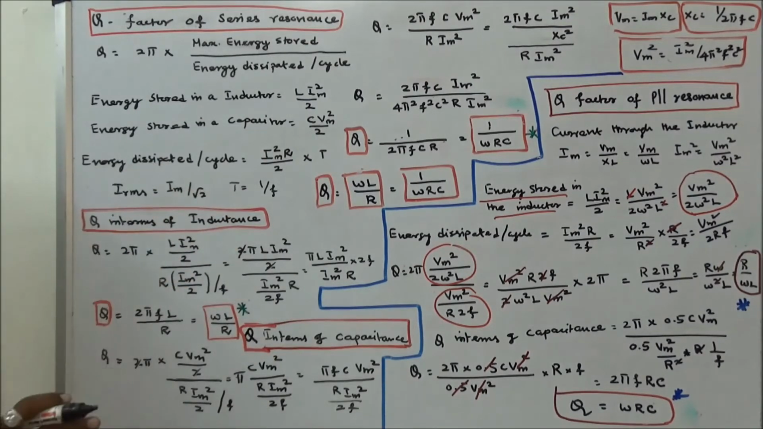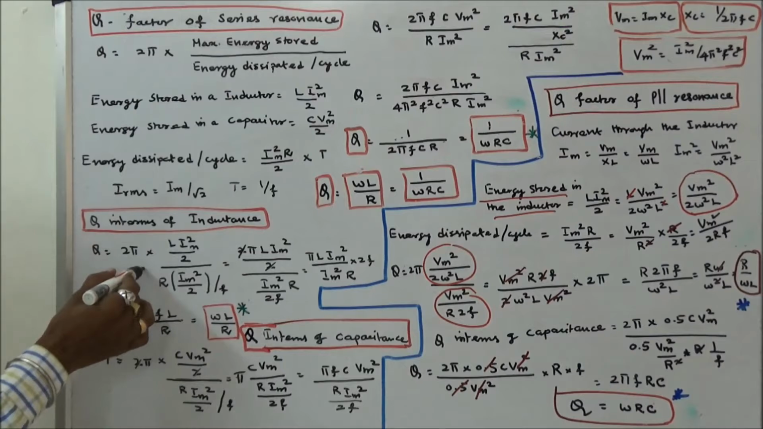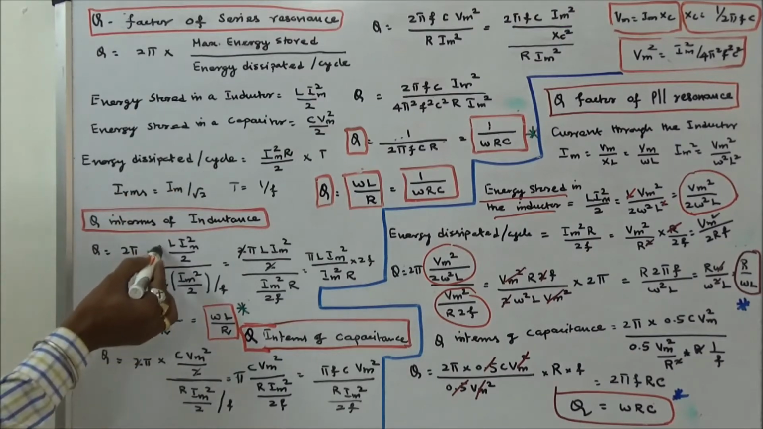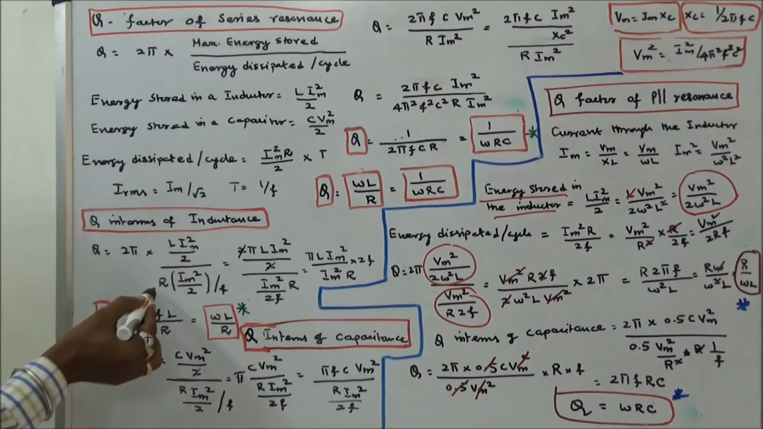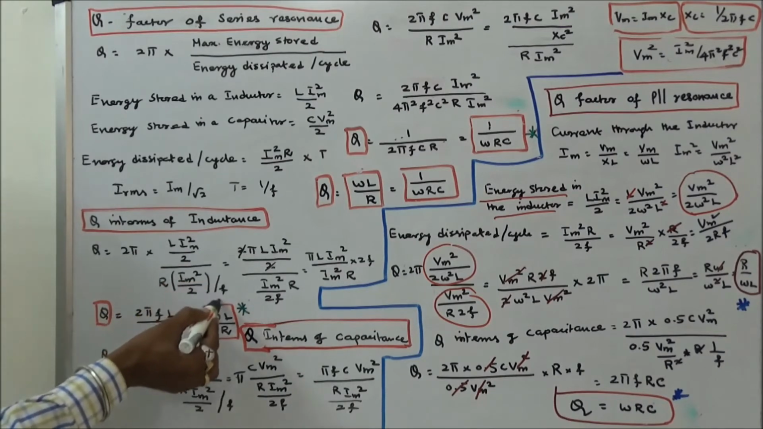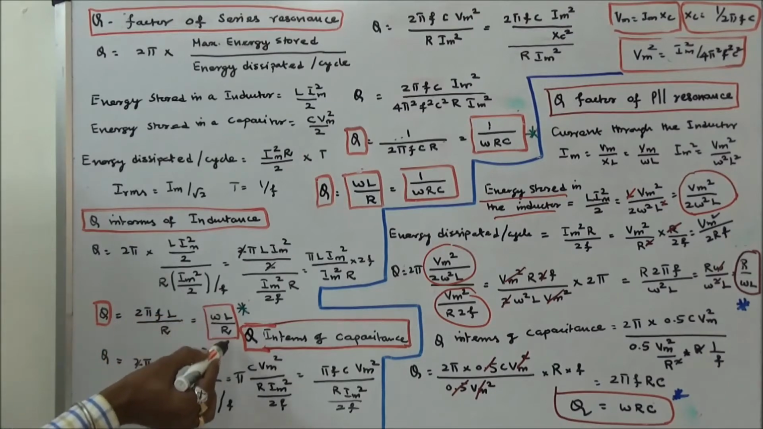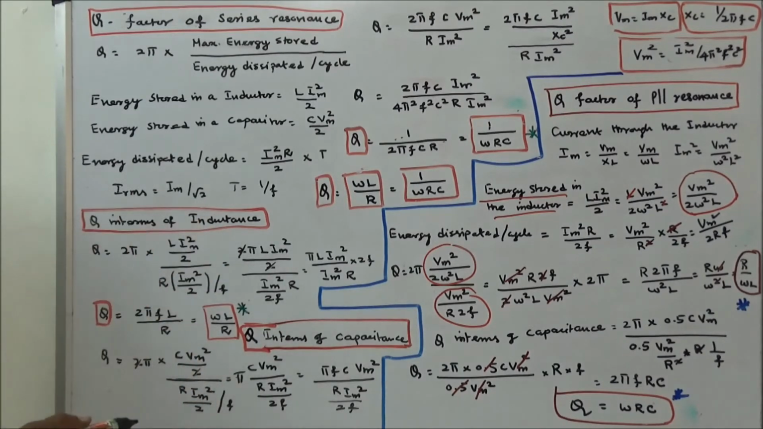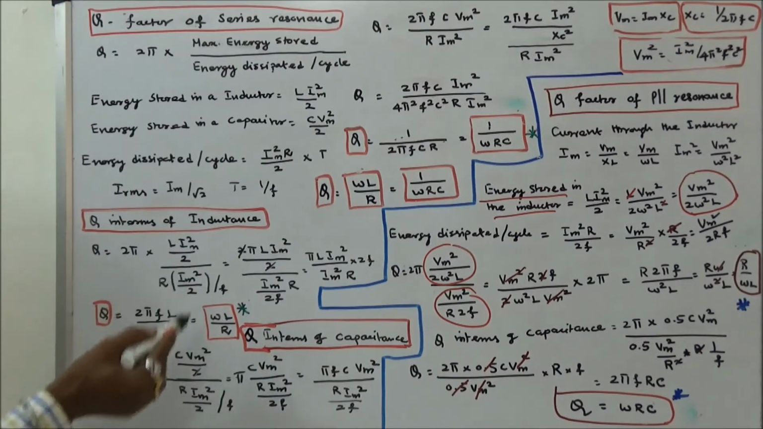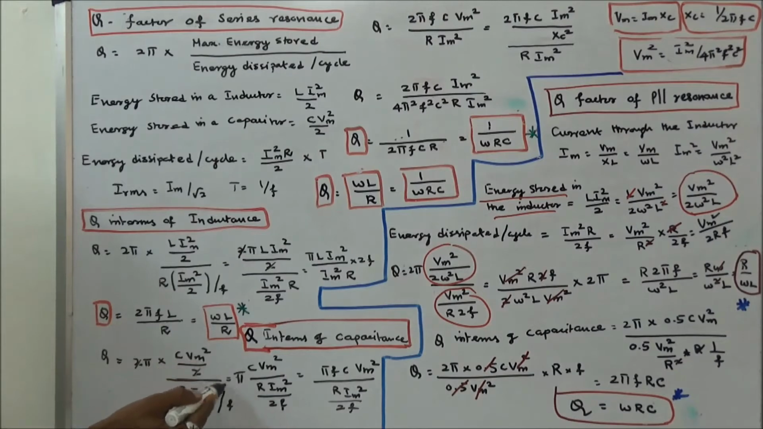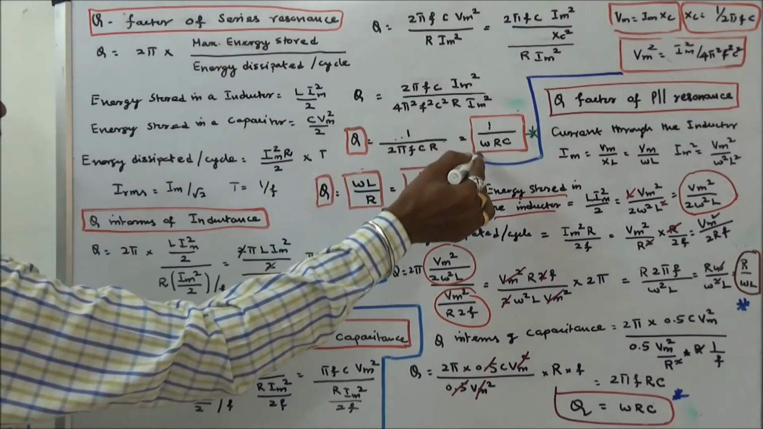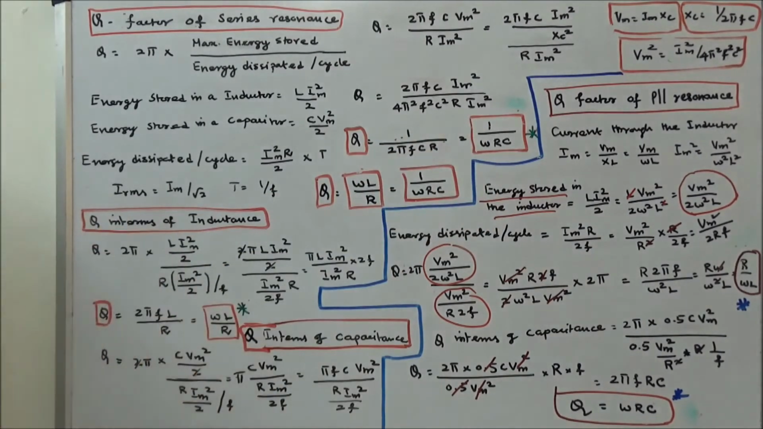Q in terms of inductance: Q is equal to 2 pi into energy stored in the inductor, L Im square by 2, divided by R into Im square by 2 divided by F. You simplify it. Q is equal to omega L by R in terms of inductance. Similarly, in terms of capacitance, Q is equal to 2 pi into energy stored in the capacitor, C Vm square by 2, divided by R into Im square by 2 divided by F. Again, you simplify the equation. You get Q is equal to 1 by omega R C. That is Q in terms of capacitance.